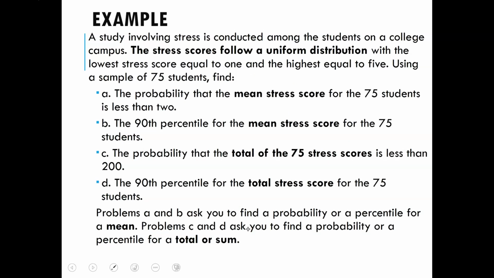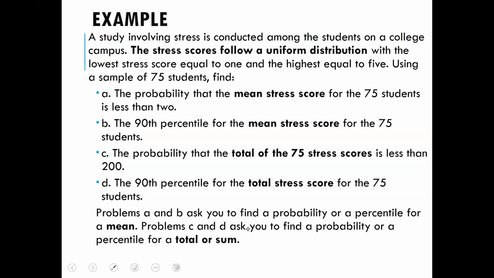All right, let's look at another example. A study involving stress is conducted among the students on a college campus. The stress scores follow a uniform distribution, so they've told me that it's uniform this time, not normal. That's different. That's section 5.2, the one that has the A and the B values in it. So we'll talk about that in just a minute. With the lowest stress score equal to 1 and the highest equal to 5, they sampled 75 students. So they asked 75 students, how stressed out are you? 1 being the lowest, 5 being the highest.